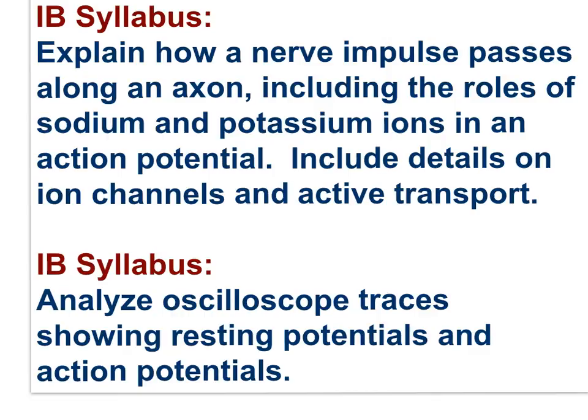In the second movie on neurons and synapses, I covered these 2 statements. Explain how a nerve impulse passes along an axon, including the roles of sodium and potassium ions in an action potential. Include details on ion channels and active transport. Secondly, analyze oscilloscope traces showing resting potentials and action potentials.